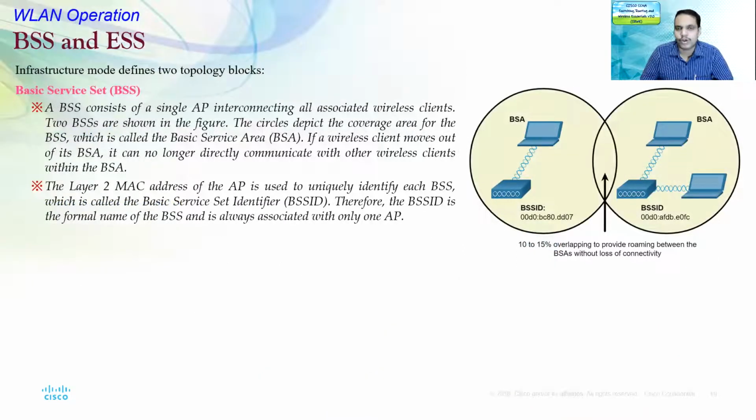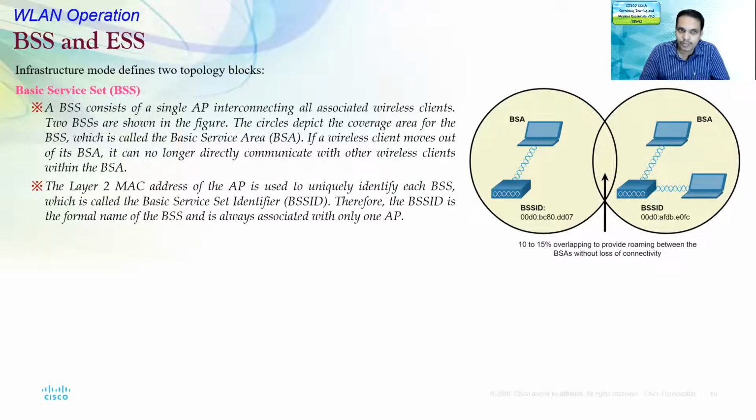Okay. So what do you mean by this BSS? Now, infrastructure mode defines two topology blocks. The first one is something called BSS, which stands for Basic Service Set. It consists of a single access point interconnecting all associated wireless clients. You can see in this diagram here, there are two BSS. The circles depict the coverage area for the BSS. So you can see the circles over here, which actually tell you what the coverage area is. This coverage area is also called BSA, Basic Service Area.